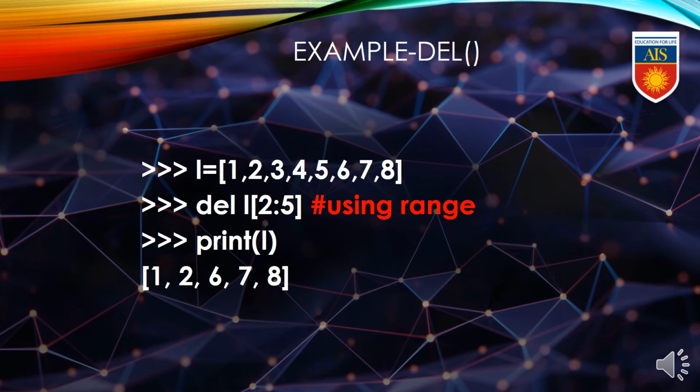Our next option is delete. Example of delete: we are having a list as 1 2 3 4 5 6 7 8, and if we apply del, then L 2 colon 5, that means we are actually providing a range. That means on the basis of the range we can remove these items or elements. So it will print 1 2 6 7 and 8.